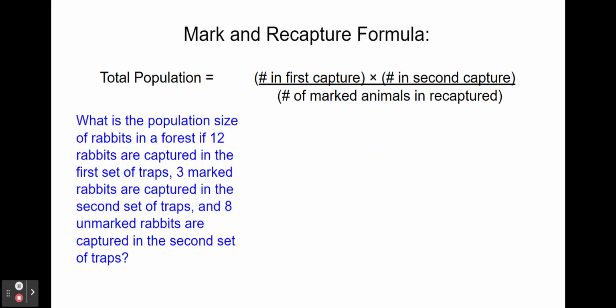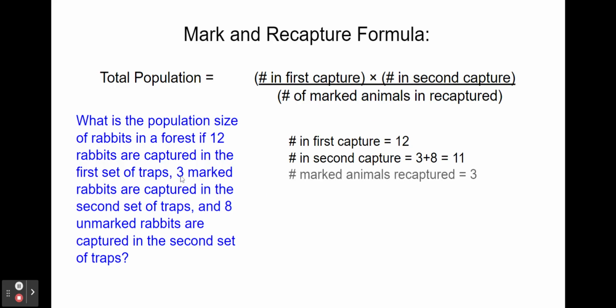Here's another example. What is the population size of rabbits in a forest if 12 rabbits are captured in the first set of traps, 3 marked rabbits are captured in the second set of traps, and 8 unmarked rabbits are captured in the second set of traps? Okay, our number in the first capture was 12, and that means we marked 12 animals total and we released them. Our number in the second capture is 3 plus 8, so that's 11. Our number of marked animals recaptured is 3. So let's plug it in. 12 times 11 divided by 3 equals an estimated population size of about 44 rabbits.